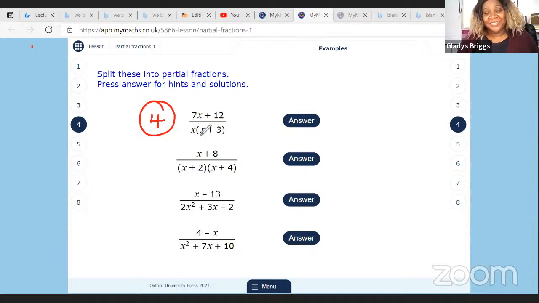Oh my gosh. It's the same way you've been doing the other ones, okay? It's the same way. So just start off. So you say A over X plus B over X plus 3. Have you written that line?